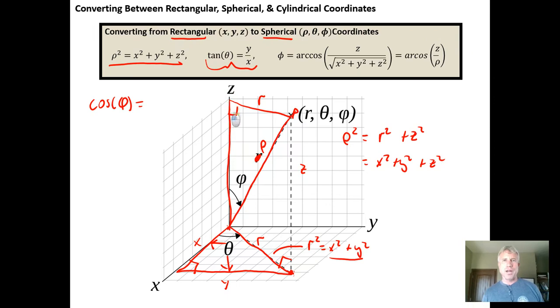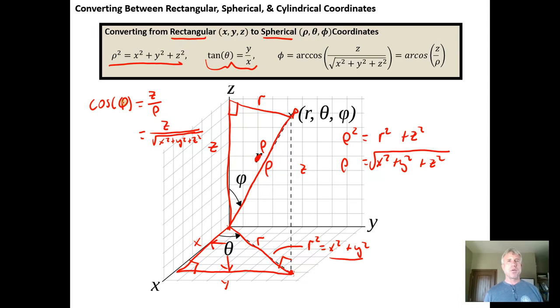forming this right triangle, this distance from here to here is going to be the distance z. So the cosine of phi is just going to equal z over the radius, and the radius is rho units long. So we get z over rho. But rho squared is x squared plus y squared plus z squared. So if we want to know the length of rho, we take the square root of both sides. So we could replace rho with the square root of x squared plus y squared plus z squared.